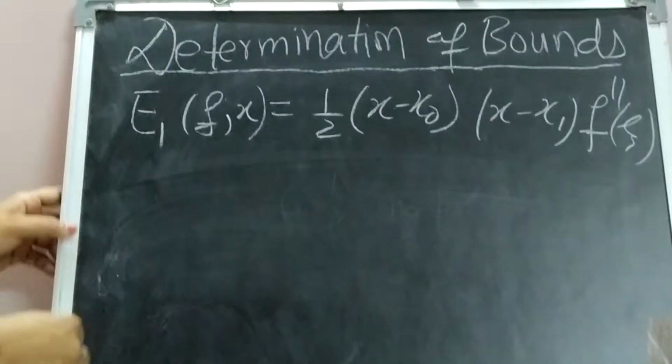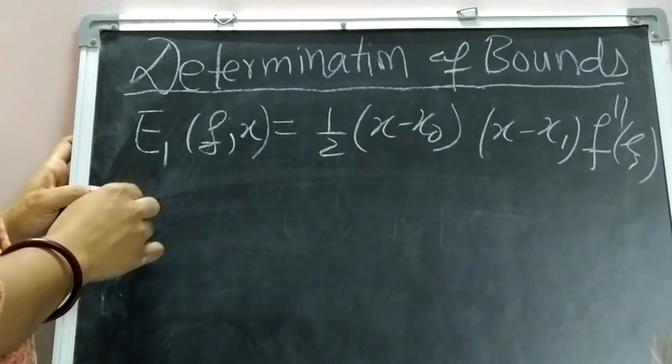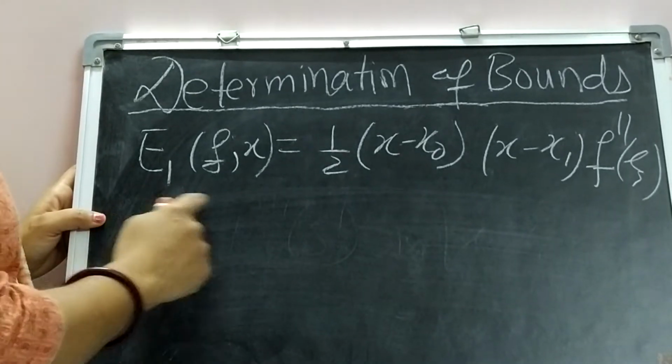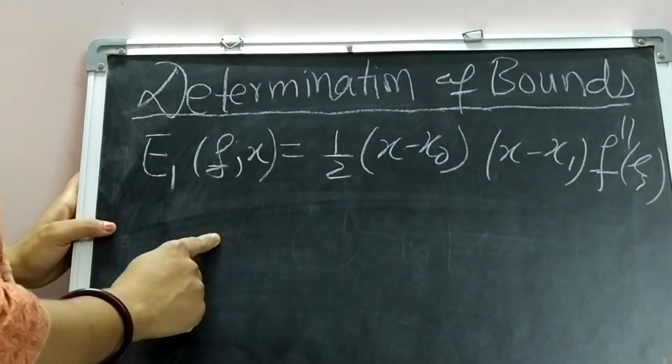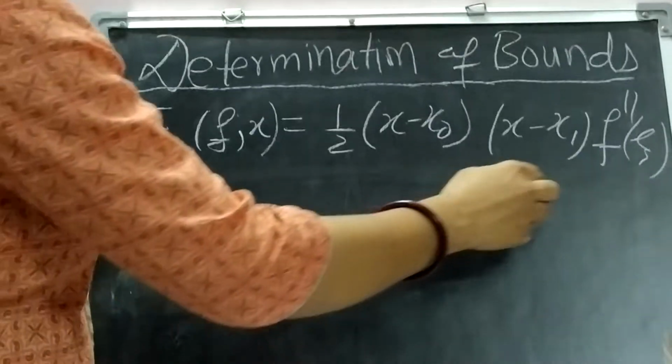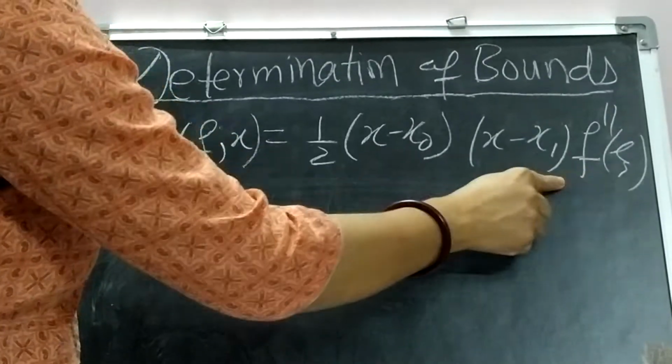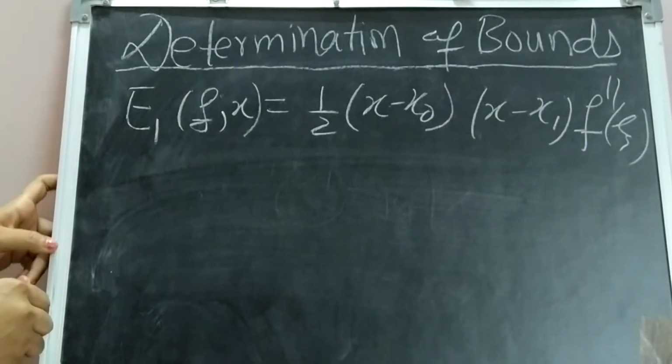Namaskar students. In this lecture we will discuss determination of bounds for interpolation error. The interpolation error for two data points x0 and x1 is given something like this. Now here we need to identify the bound for this f double dash z.